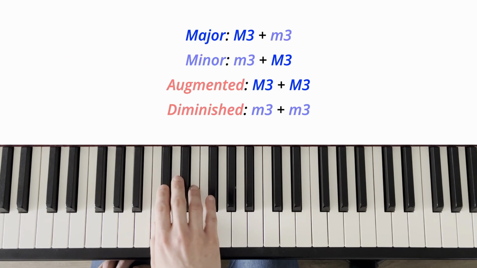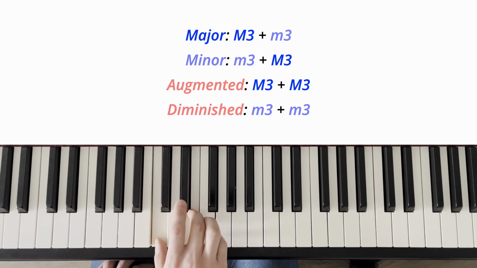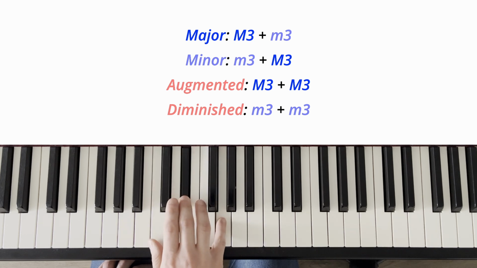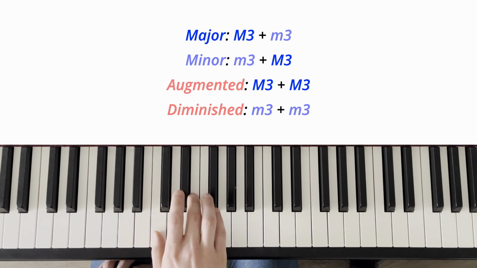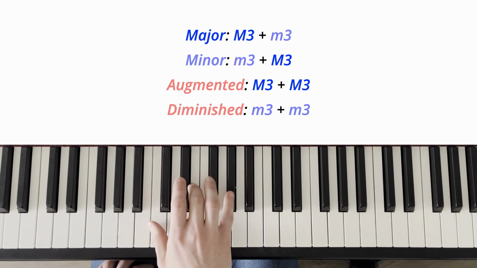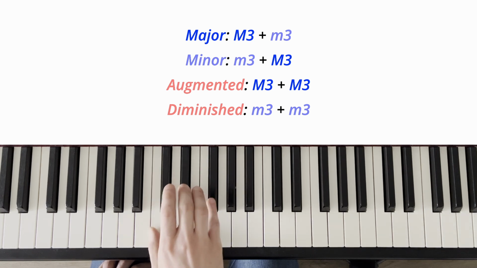Here are the formulas for all four of these triad types. Major chords are made up of a major third plus a minor third, and minor chords are made up of a minor third plus a major third. Augmented chords are made up of two major thirds, and diminished chords are made up of two minor thirds.